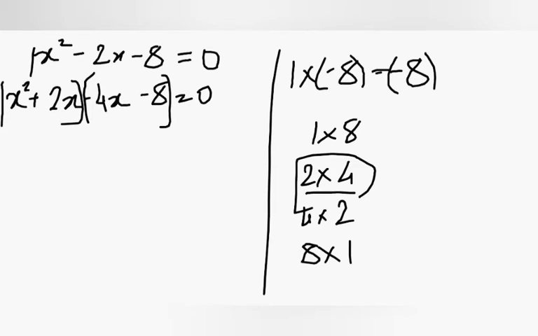So from the first two terms here, the common factor is x. We take that out. If we remove x from x square, we are left with x, and from 2x, we are left with 2. Now next, we have minus 4x and minus 8. For minus 4x and minus 8, you can remove either 4 or minus 4.